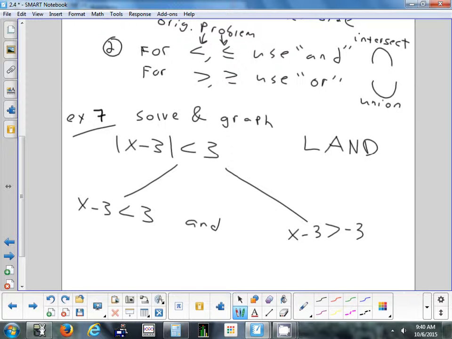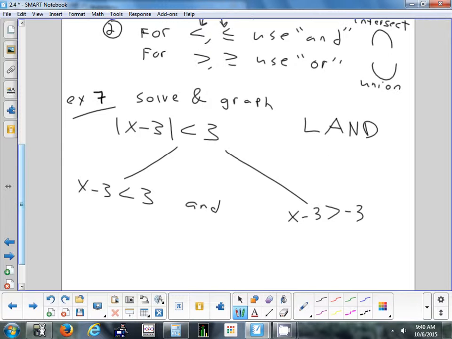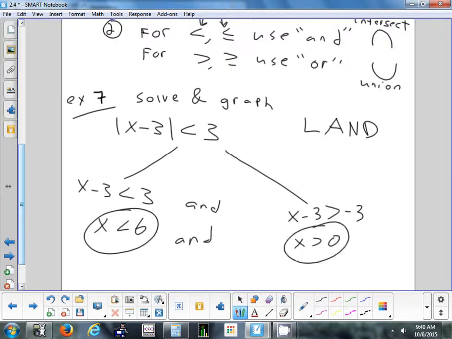All right, how do I solve this? Get x by itself. Plus 3 on both sides. So x is less than 6. And, same step again, plus 3 on both sides. x is greater than 0. So in other words, numbers between 0 and 6 make this true.